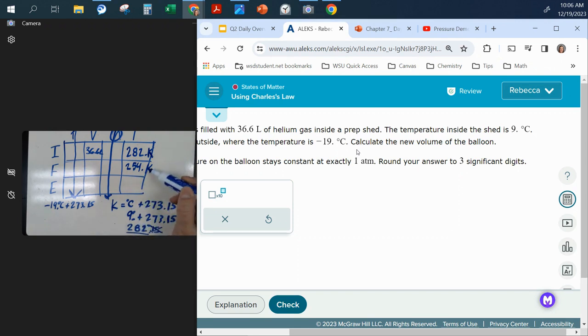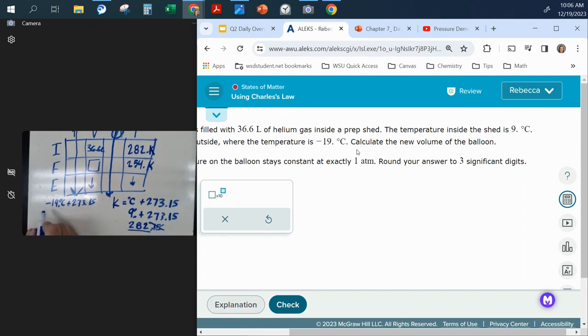So we saw the temperature, what had happened here? It decreased, it went down. So then based on the video, if the temperature of the balloon goes down, what happens to the volume of the balloon? It should also go down. So this answer needs to be a smaller value. So we're going to take the initial volume, 36.6 liters, and make it go down with these 2 numbers. So which number do we have to put on the top to make the liters go down?